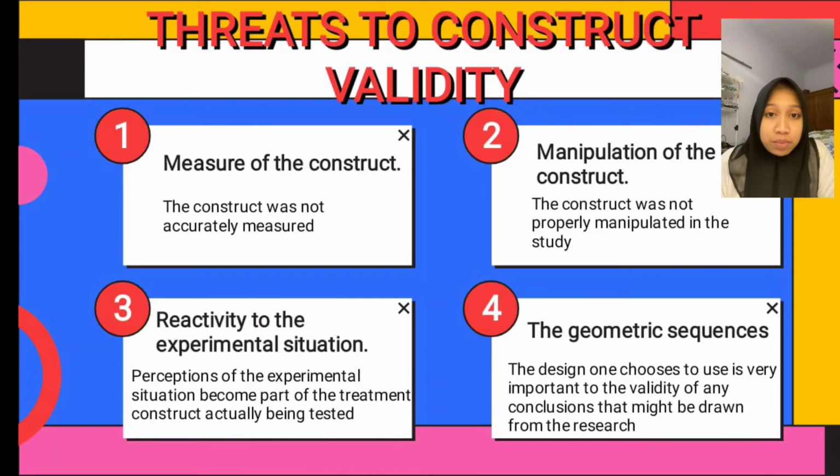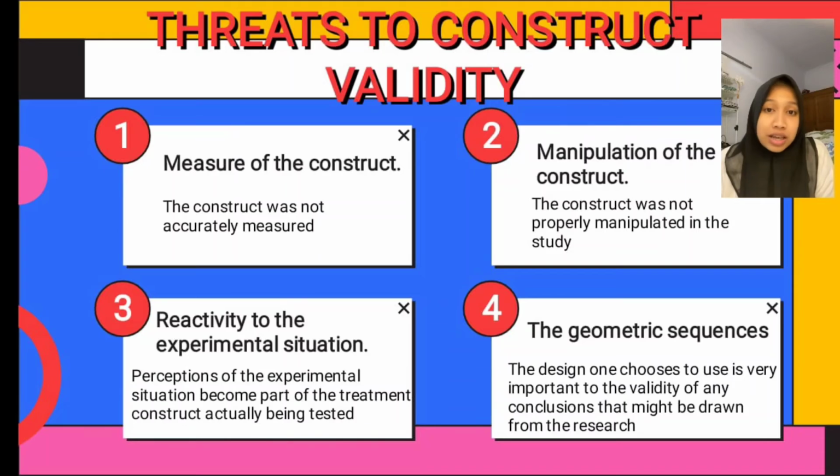The second is manipulation of the construct. In this case, the construct was not properly manipulated in the study, or faulty manipulation may lead to incorrect inference. The third is reactivity to the experimental situation. In this case, subject perceptions of the experimental situation become part of the treatment construct actually being tested. Recall the Hawthorne effect from the discussion of internal validity.